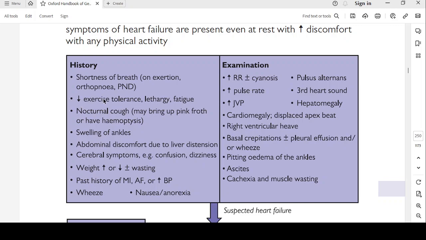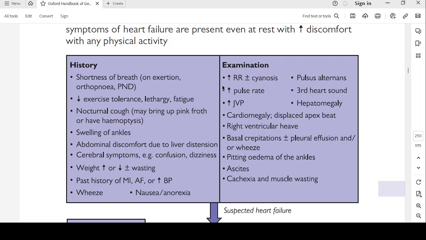Decreased exercise tolerance, lethargy, fatigue, nocturnal cough, may bring up pink froth or have hemoptysis, swelling of the ankles, abdominal discomfort due to liver distension, cerebral symptoms, confusion and dizziness, weight increased or decreased with or without wasting. Past medical history of MI, atrial fibrillation or high BP, wheeze, nausea or anorexia. These are the symptoms in the history.